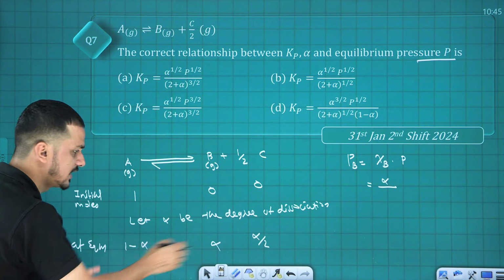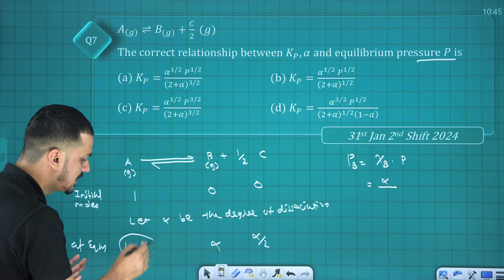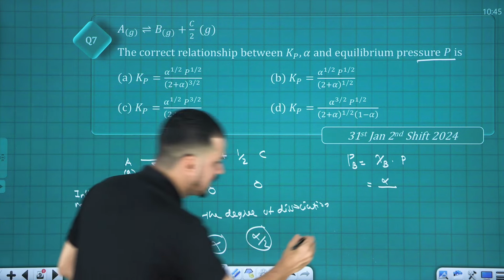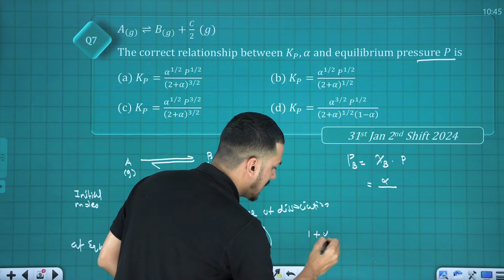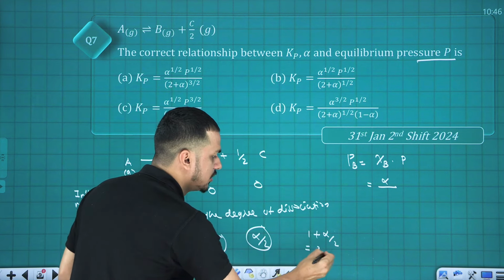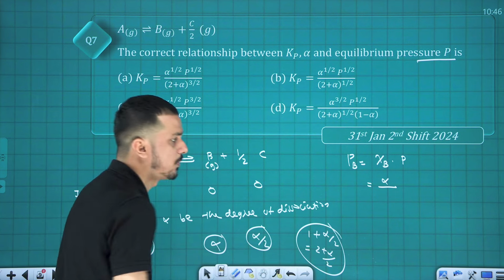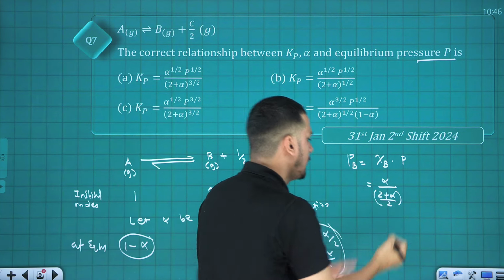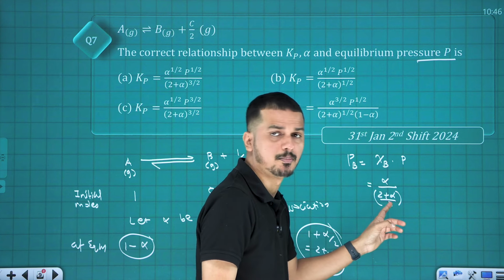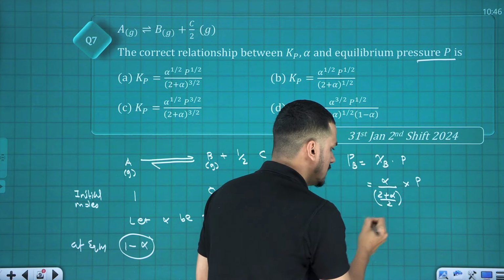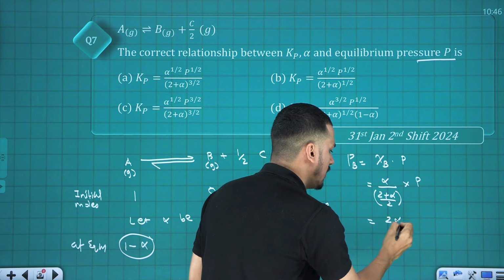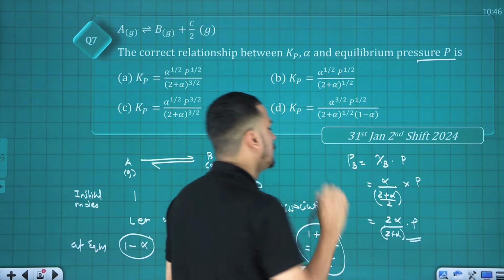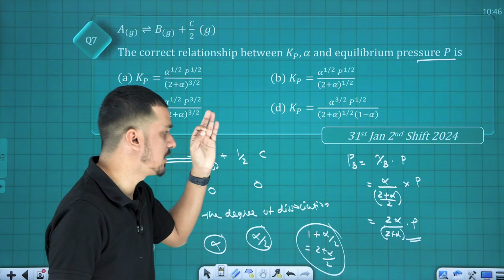What's the total number of moles here? Total number of moles at equilibrium is 1 minus alpha plus alpha by 2. So alpha will get cancelled. The total number of moles is 1 plus alpha by 2, that means 2 plus alpha by 2. I can substitute that here. So number of moles of B divided by total number of moles into P. The 2 will go to the top: 2 alpha divided by 2 plus alpha into P. This is the equilibrium partial pressure of B.